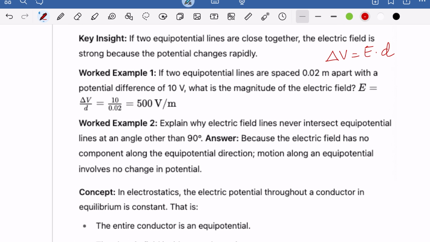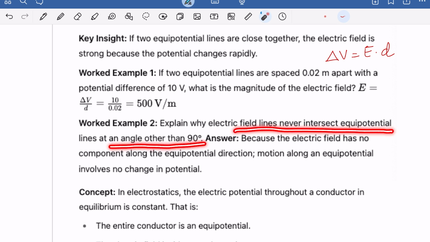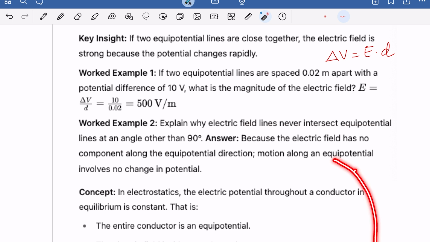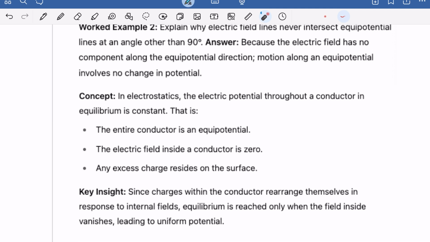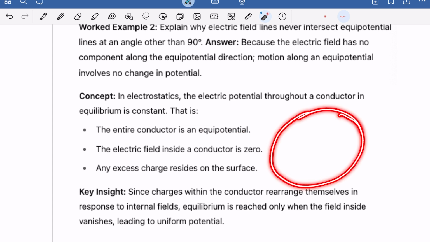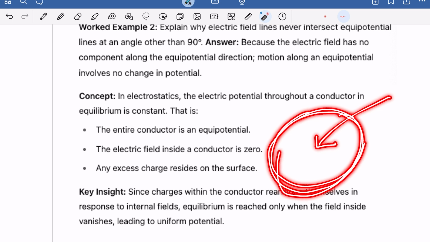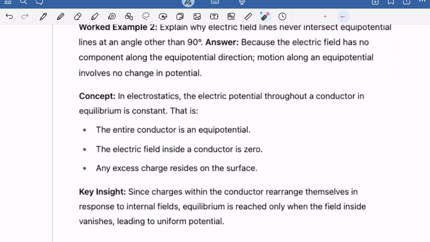Now, electric field lines can never intersect equipotential lines at an angle other than 90 degrees. Why? They are always perpendicular. Because if there was any component along the equipotential direction, then work would have to be done moving a charge along the equipotential, which is impossible. So, to summarize, the entire conductor is an equipotential. If you have a charged metal sphere, the entire surface is equipotential. We know there's no electric field inside. We also know that an excess charge always resides on the surface.